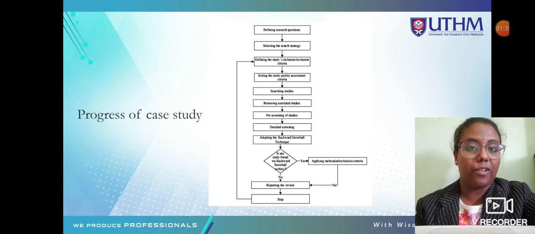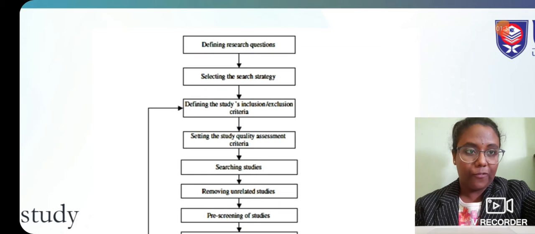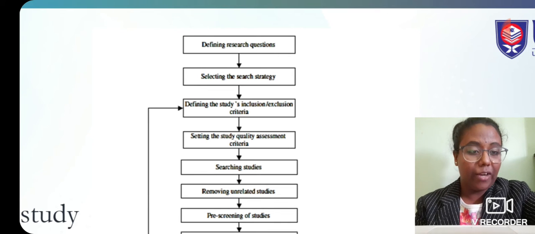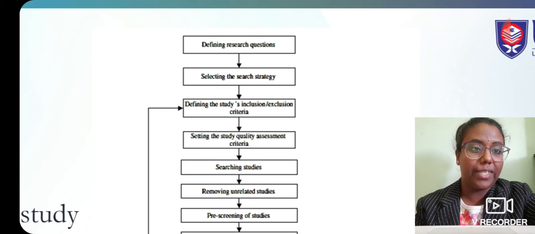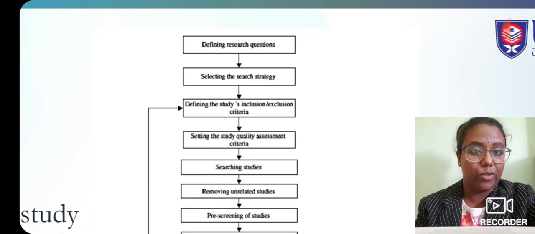Well, this is the progress of my case study. First, I defined the research questions. I questioned myself whether I can complete my final year project with the previous title, and I concluded that I can't do all the parameters that I decided to do in the previous studies. I chose only the density of polymeric foam and I started my research from there. I selected a search strategy, in which only the parameter of density of the core is what I need to search. I defined the study's inclusion and exclusion criteria.